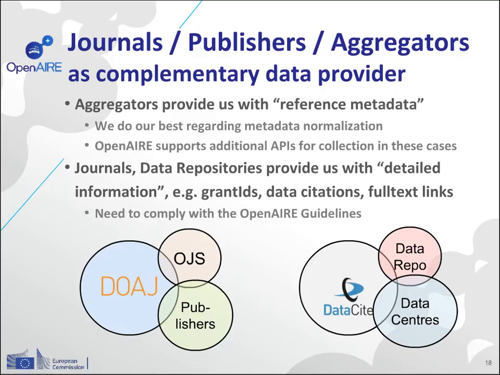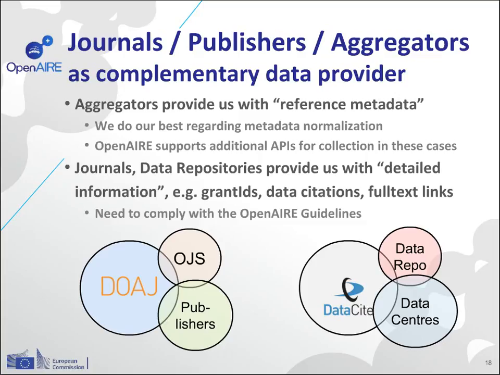And more or less we use this kind of information as some kind of reference metadata. And that means we cannot really rely that these metadata comply with our guidelines. So we need to put some kind of record regarding the metadata normalization. And in some cases, we also support additional APIs that are beyond OAI-PMH for metadata collection.